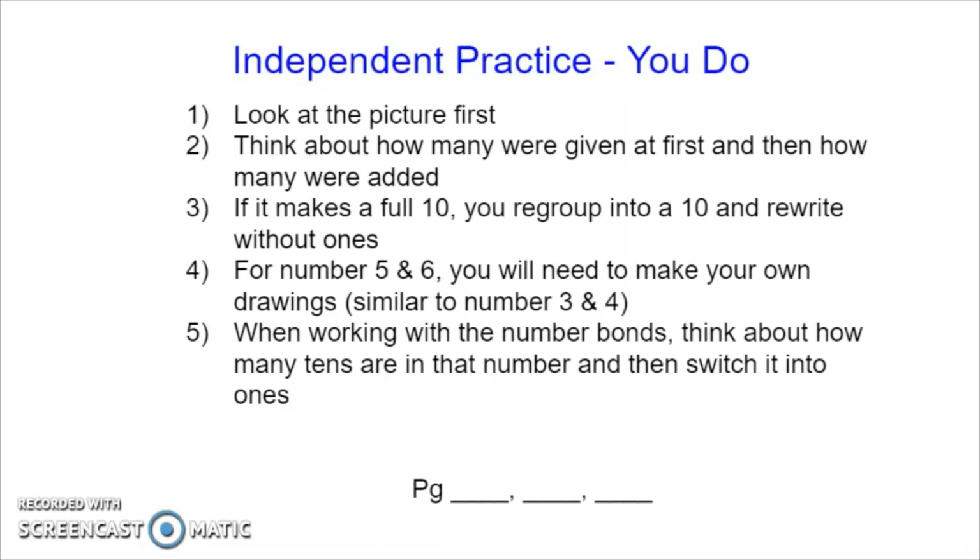Last thing to keep in mind, when working with the number bonds, think about how many 10s are in that number and then switch it into ones.